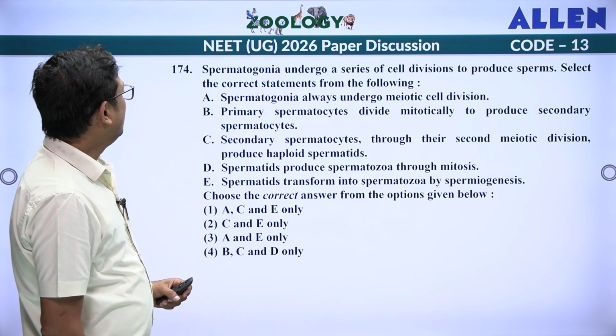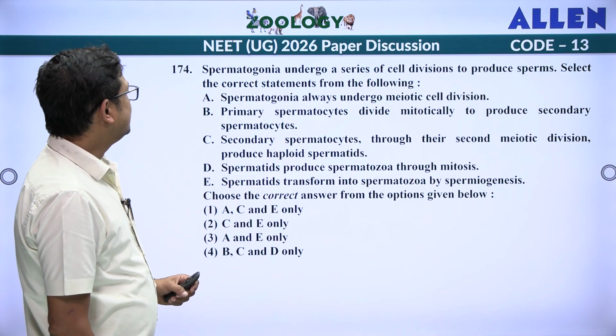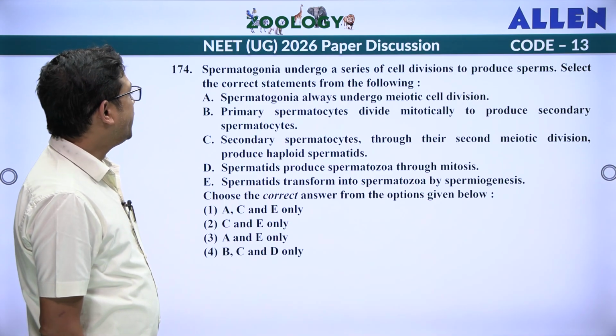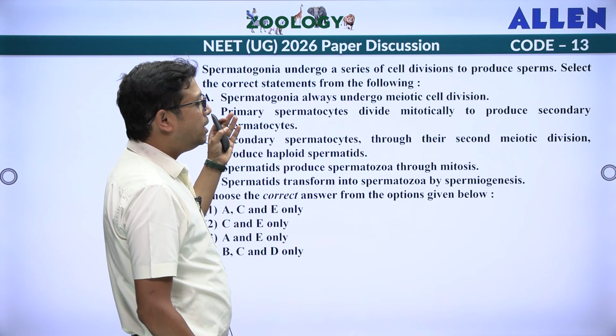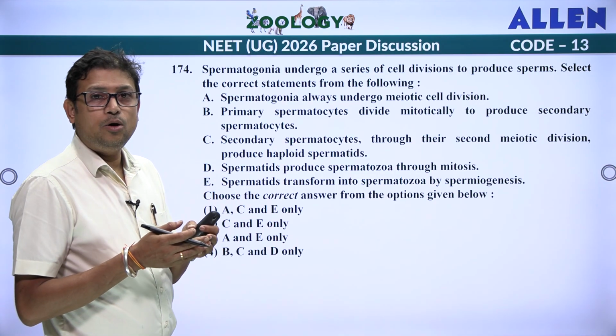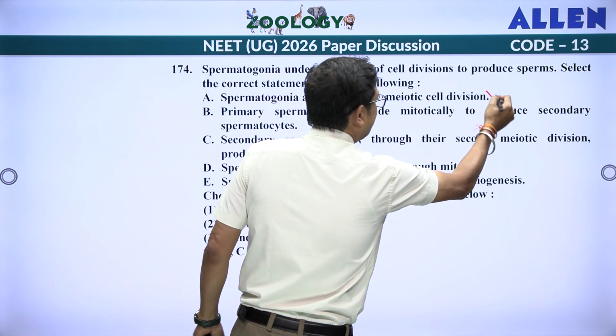Next, spermatogonia undergo a series of cell divisions to produce sperm. Select the correct statement from the following. Spermatogonia always undergo meiotic cell division. No, in the multiplication phase, they undergo mitosis to produce a huge number of spermatogonia. So this statement is wrong.